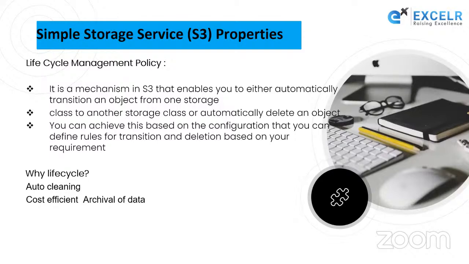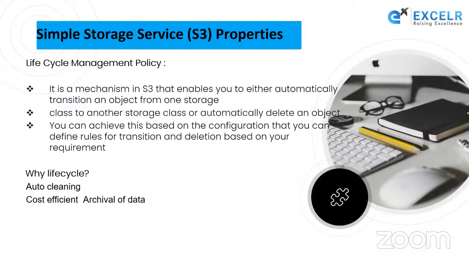So how do I delete these files? Or how do I move these files from one access tier to another access tier? This can be done by using something called a lifecycle policy. What a lifecycle policy does is it enables you to transition an object from one storage tier to another storage tier and also automatically delete the storage object. So this can be achieved by just writing a lifecycle rule. You have to write the rule and use it.